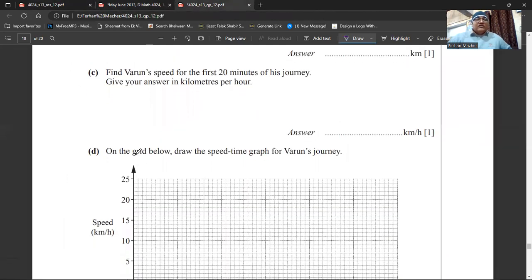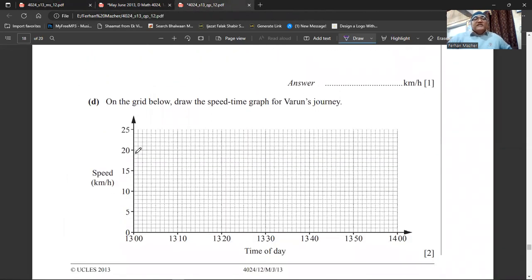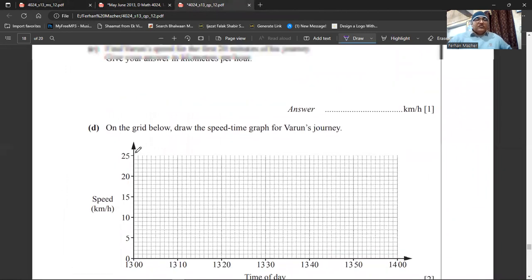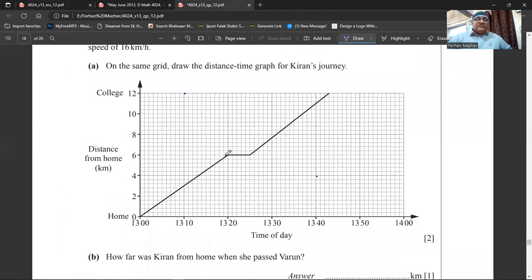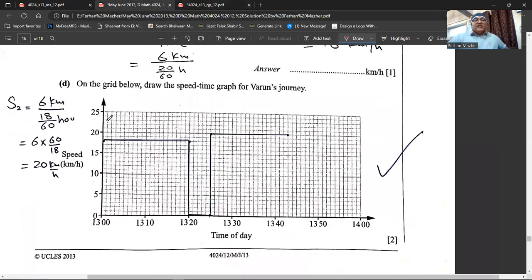Then their question is, on the grid below, draw the speed time graph for Varun's journey. Okay. In the first 20 minutes, I know his speed is 18 kilometers per hour. And in the next 5 minutes, his speed is 0. And then what is the speed here? I want to find out. This is a distance of, again, 6 kilometers, and he has covered this distance in 18 minutes. If you check how much is the time from here to here, it will be approximately 18 minutes.